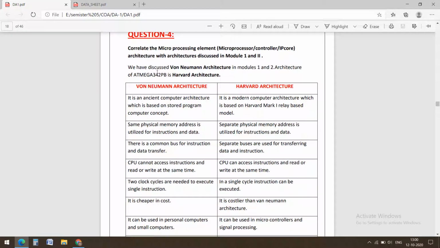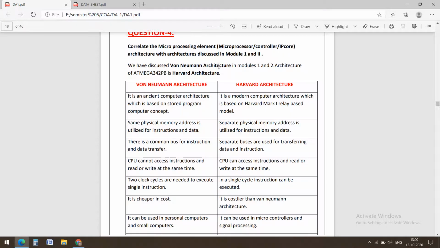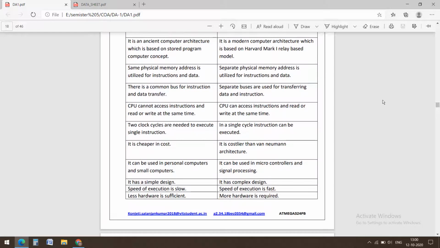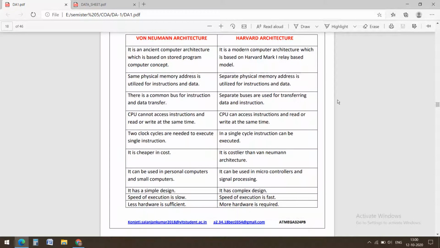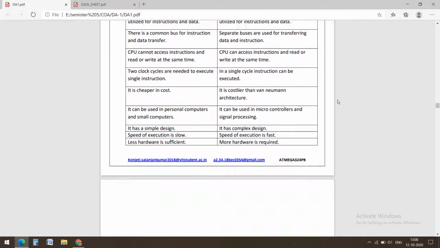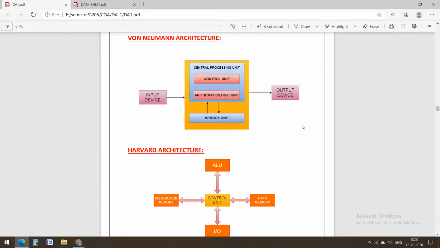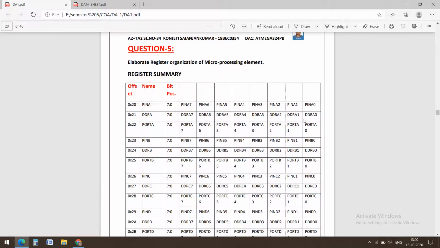And next, we have to compare it to the architectures that we have discussed in the modules. So we have discussed von Neumann architecture. Here I have compared the von Neumann and the architecture used by the microcontroller, which is Harvard architecture. So here we have compared them. I have referred to the online resources, and again for these block diagrams I have used the app.diagrams.net website.